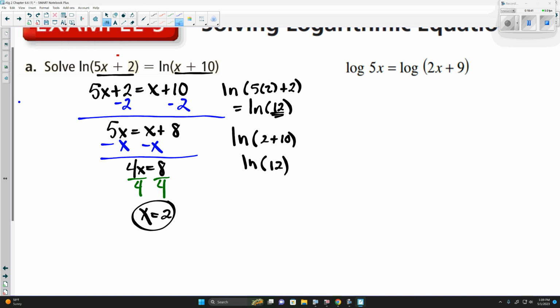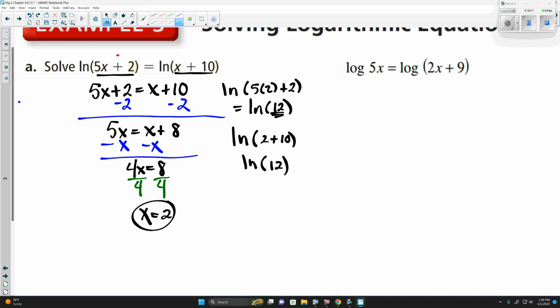Now, if it turned out, and this is not the case, that they were both negative 12, natural log of negative 12 is equal to the natural log of negative 12. Even though these would match, because there's a negative inside the log, it doesn't work. It's not true because we cannot have a negative or 0 inside of a logarithm. It just doesn't work.